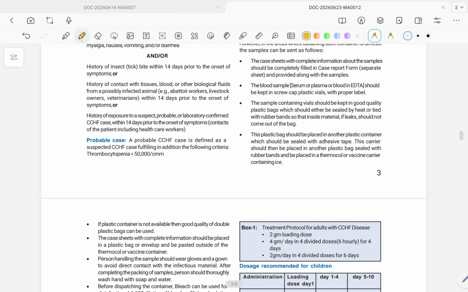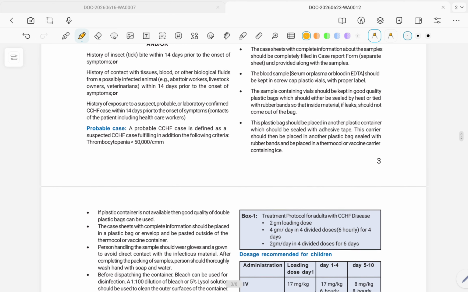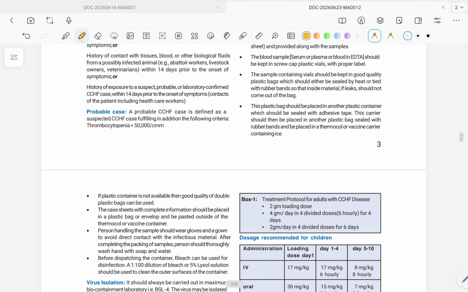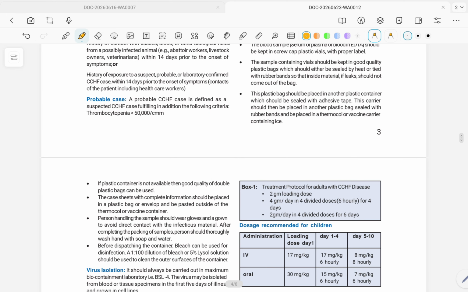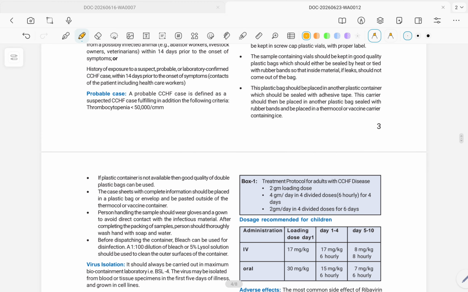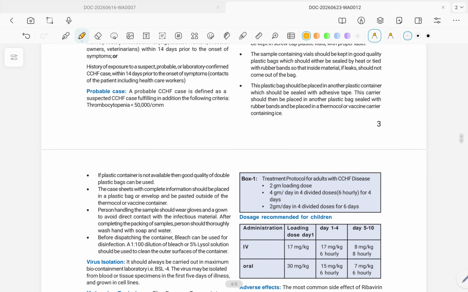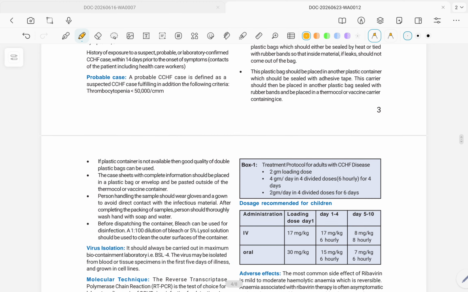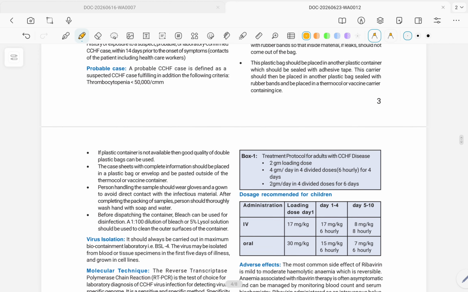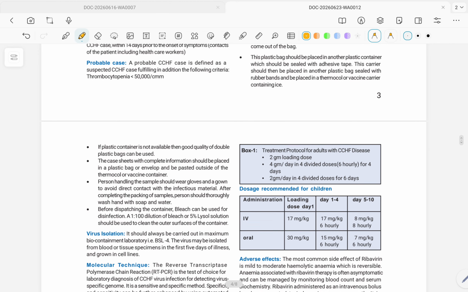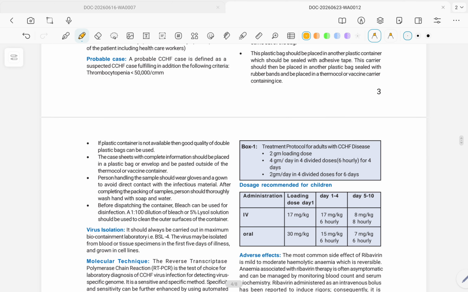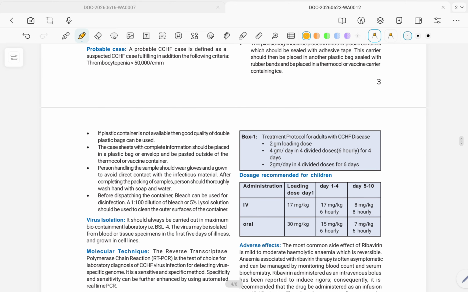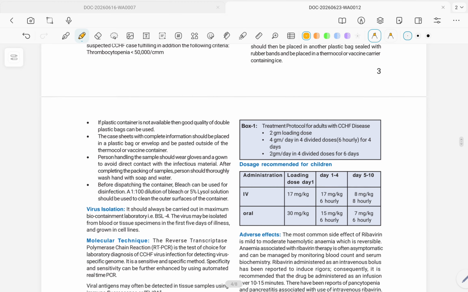The blood sample should be kept in a screw cap plastic vial with proper label. The sample containing vial should be kept in a good quality plastic bag, which should either be heat sealed or tied with a rubber band so that if the inside material leaks, it should not come out of the bag. The plastic bag should be placed in another plastic container, which should be sealed with adhesive tape. This carrier should then be placed in another plastic bag sealed with a rubber band and be placed in a thermocol or vaccine carrier containing ice.